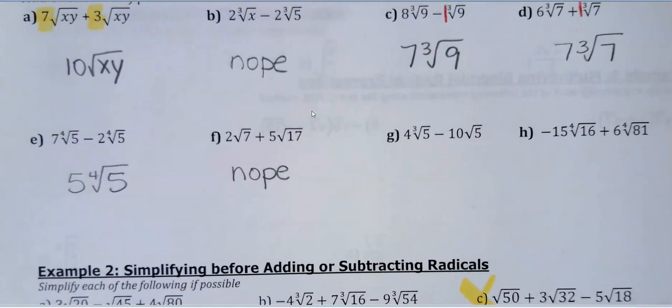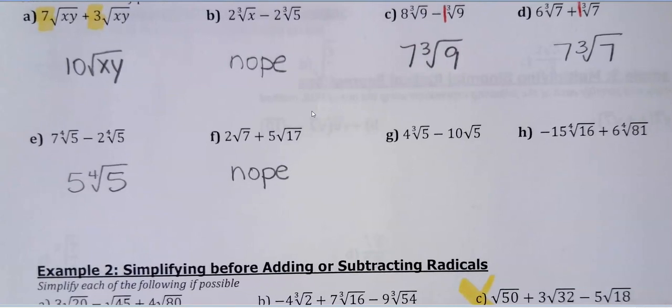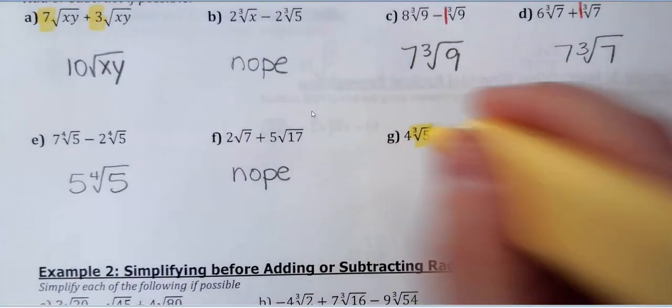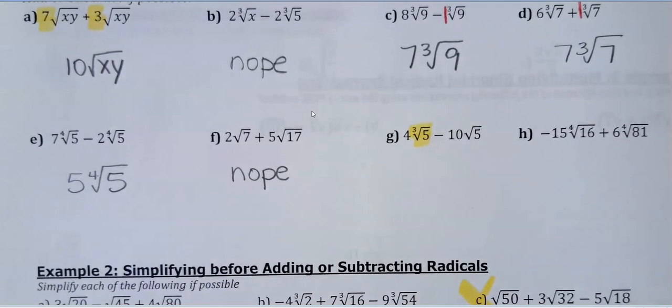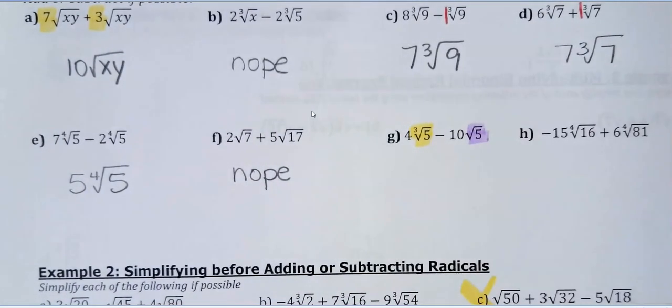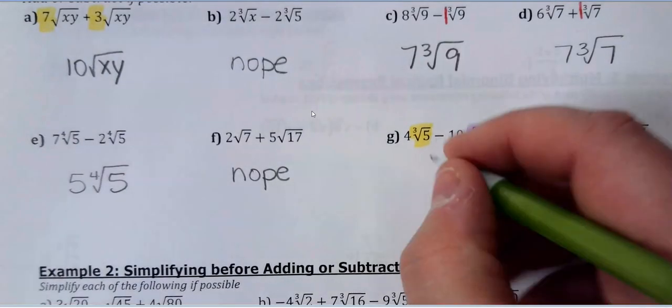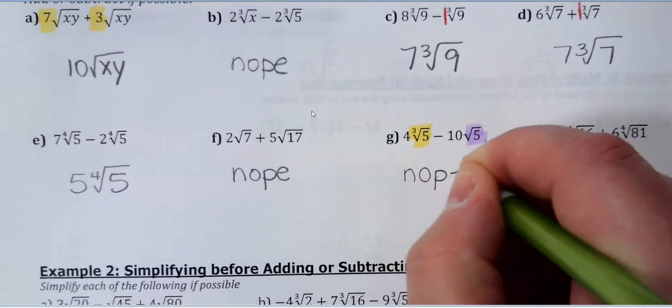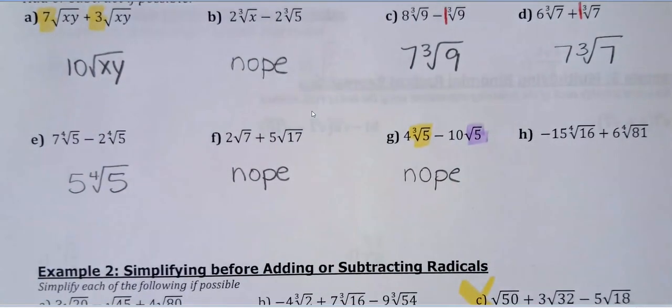What about 4 cube roots of 5 minus the square root of 5? No, we can't do it. This one's super tricky. The first one is a cube root of 5, but the second one is a square root. If they're different types of roots, they're not like radicals because they don't have the same index. So this would be another one. That's as simplified as that could be in that question.